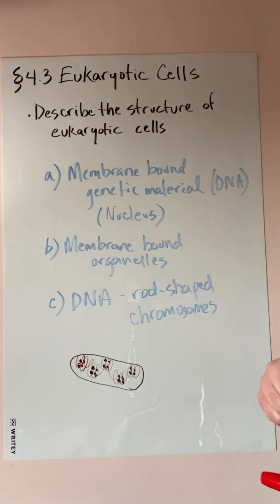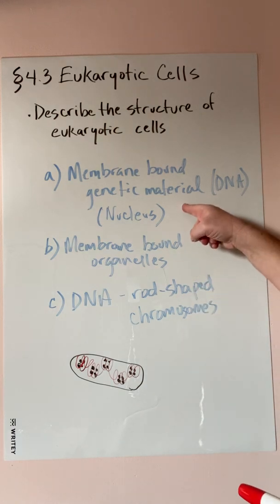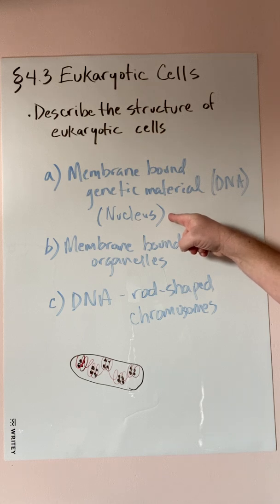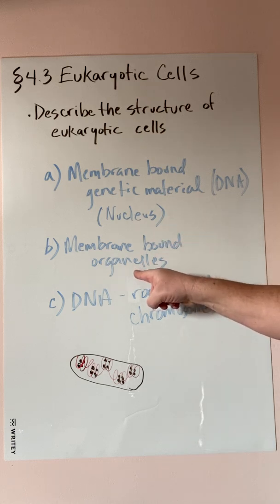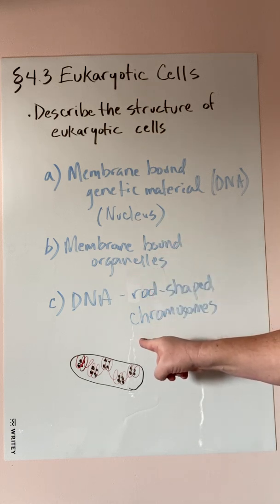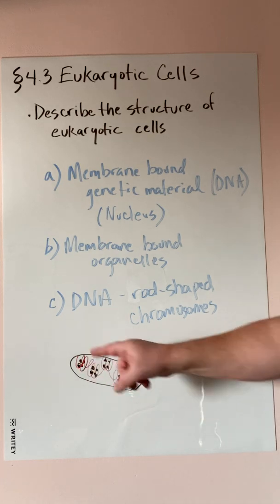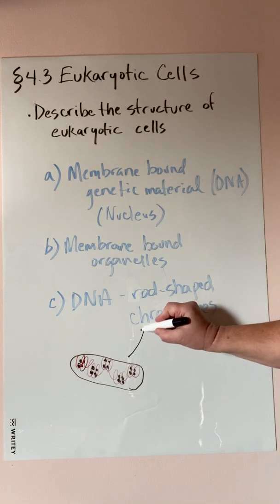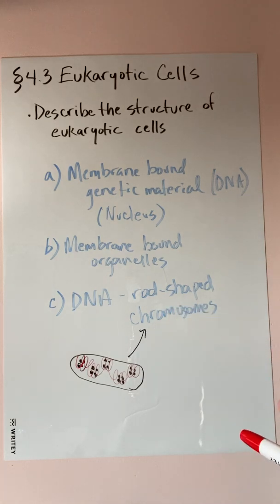So 3 things that make up eukaryotic cells. 1, membrane-bound genetic material, i.e. has a nucleus. 2, membrane-bound organelles. And 3, the DNA is in rod-shaped chromosomes. This unit here is the chromosome. It's a packet of DNA.